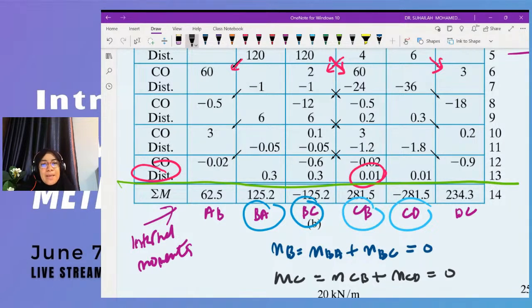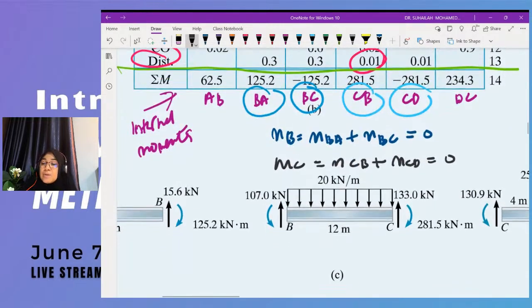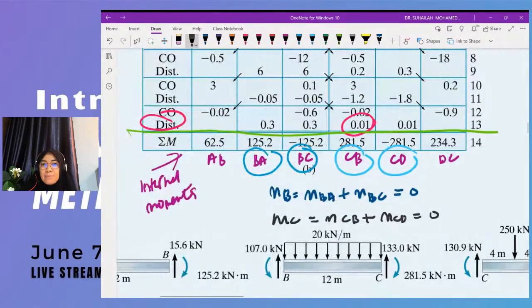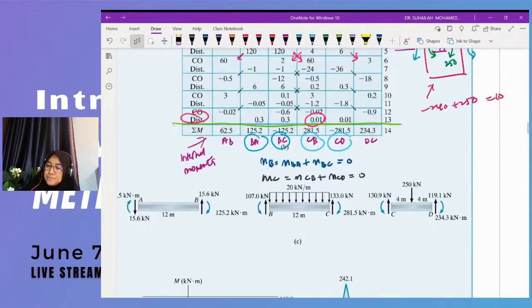So MAB and MDC have value because it is a fixed support. Fixed support has moment value. That is why AB and DC have value. From the internal moment in the table, we can continue to draw the bending moment diagram, because the bending moment diagram is a very important thing that you have to understand. Using this moment value and considering moment direction, we can sketch the bending moment diagram. Let's do it now.